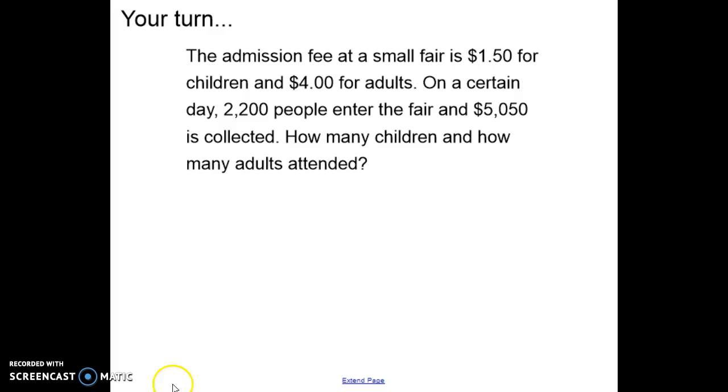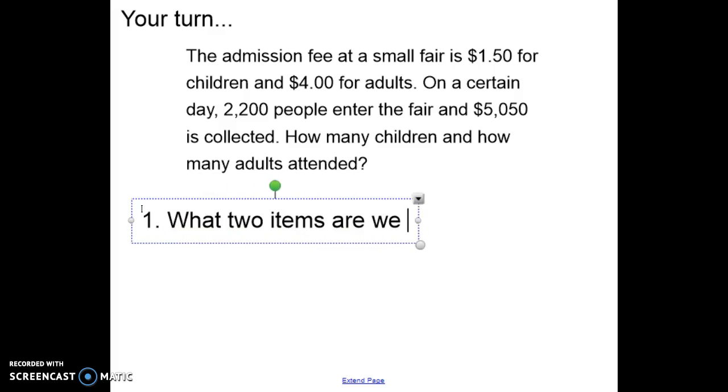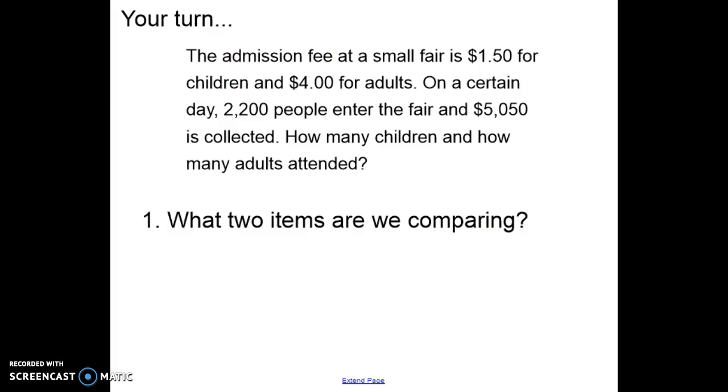So as I read through again, I'm going to go find that information. And the first question I am asking myself is, what two items are we comparing? I'm going to use my highlighter tool to find those. So it says the admission fee at a small fair is $1.50 for children, $4 for adults. On a certain day, 2,200 people enter the fair and $5,050 is collected. How many children? So here's your question. So we are comparing children with adults. So how many children attended and how many adults attended?